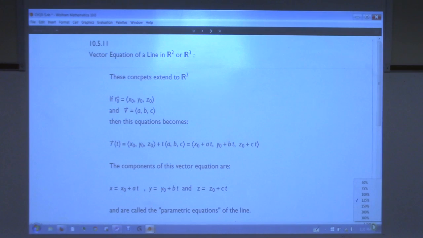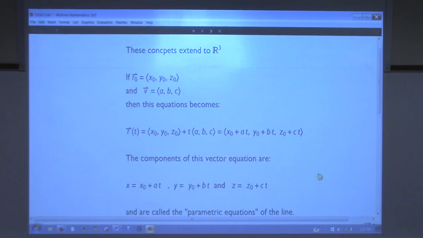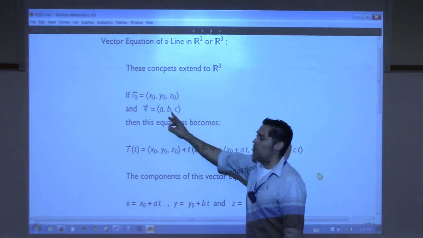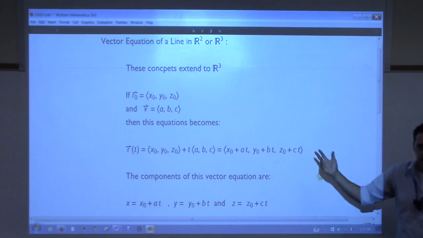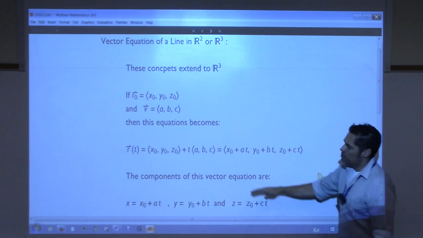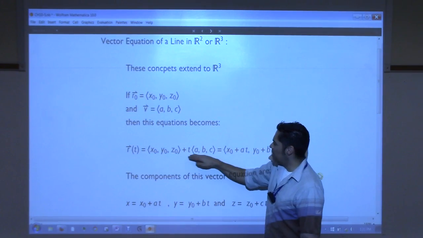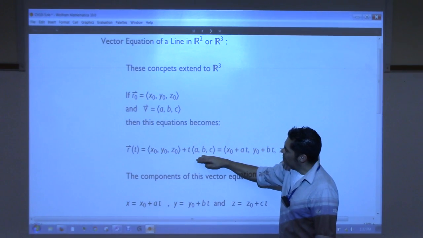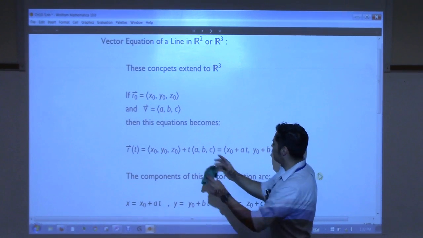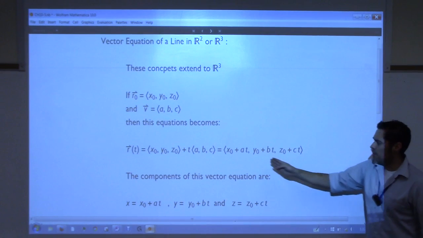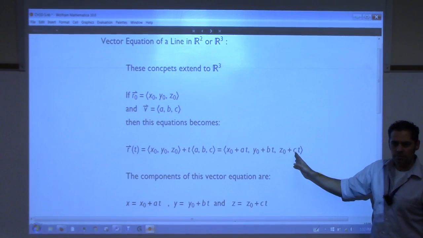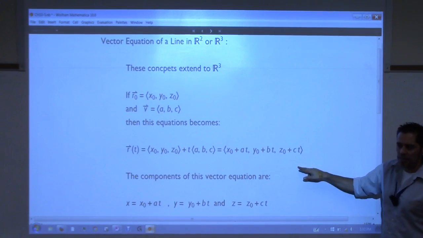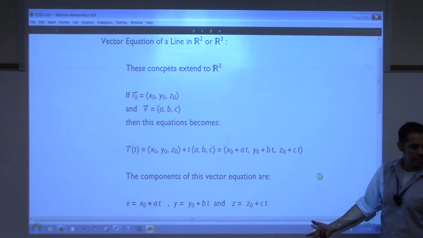The direction vector is also 3-dimensional. So instead of using the vector AB, we're going to add a third component on there, ABC. And then if you rewrite this, R naught plus TV, then distribute through the t and then collect together, you get these 3 component expressions. And then if I let this one be x, this one be y, and this one be z, that would give me my parametric equations.